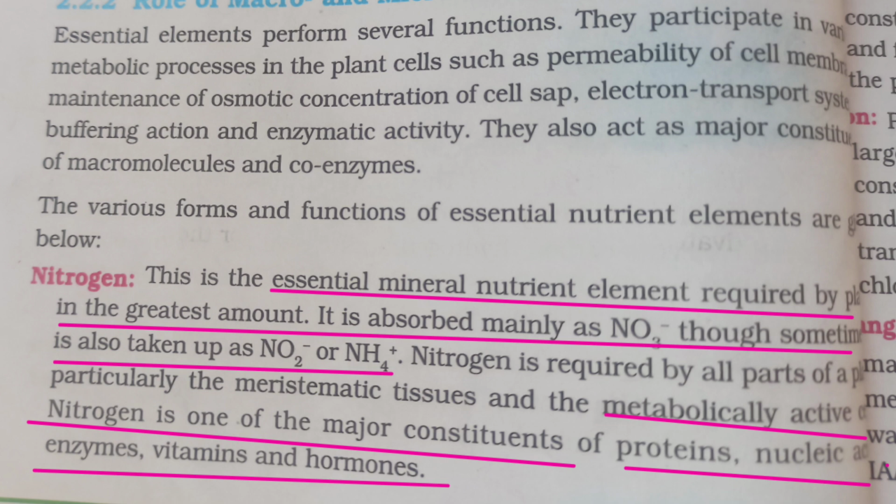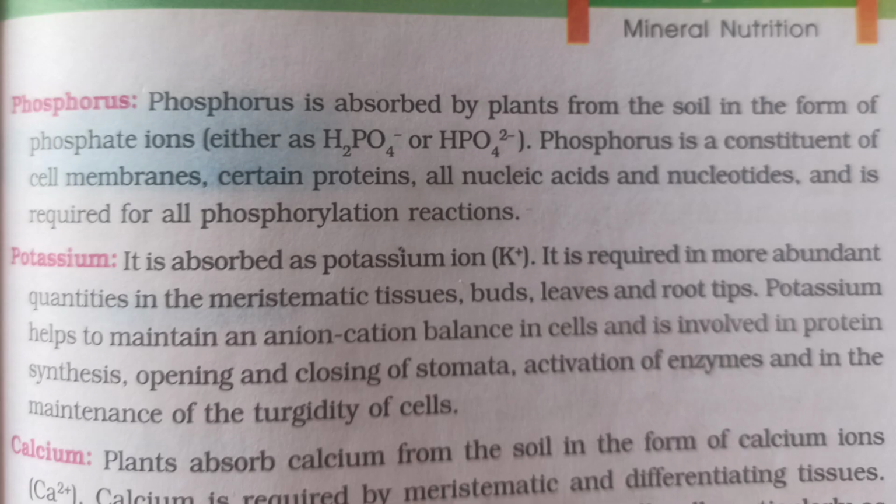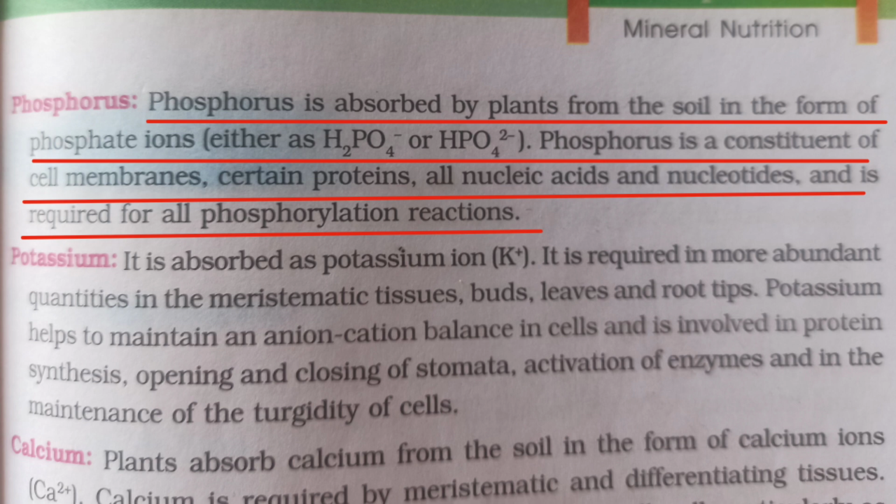Metabolically, nitrogen is the most active, and it is a constituent of proteins, nucleic acids, enzymes, vitamins and hormones. Second is phosphorus. Phosphorus is absorbed from the soil as phosphate ions, H2PO4- and HPO4 2-. Phosphorus is present in proteins, all nucleic acids and nucleotides.